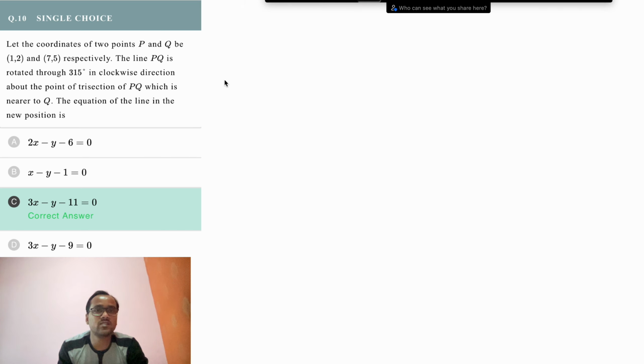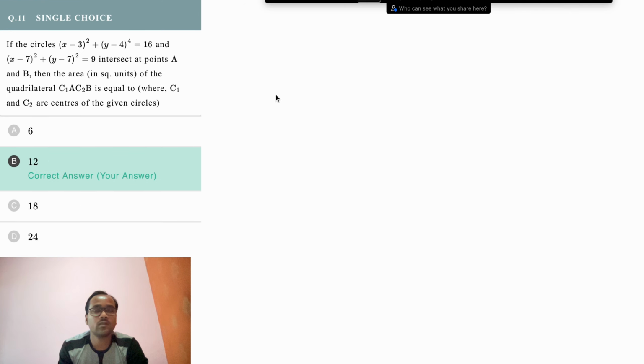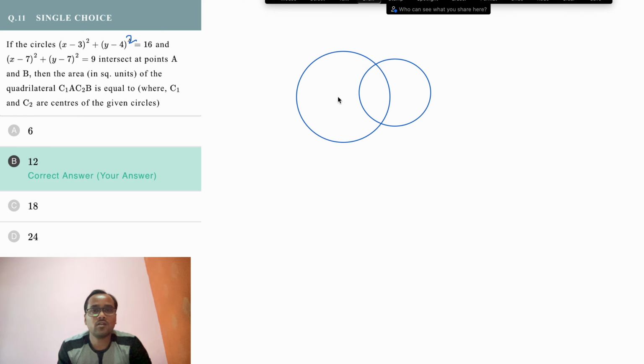Fine. Let's come to the next question now. Question number 11. This question says, if the circle (x minus 3) whole square plus (y minus 4) whole square is equal to 16 and this intersect at points A and B. So let me draw two circles. Suppose this is one circle and this is another circle. The first circle has center C1, the second has center C2. Their intersection points are A and B.